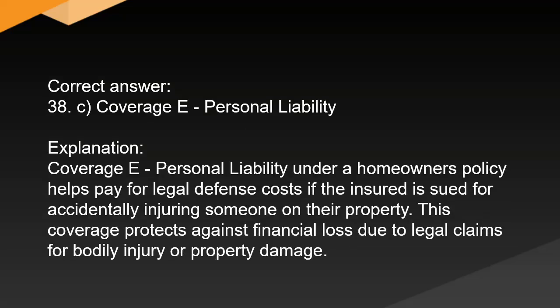Correct answer. C. Coverage E. Personal liability. Explanation. Coverage E. Personal liability under a homeowner's policy helps pay for legal defense costs if the insured is sued for accidentally injuring someone on their property. This coverage protects against financial loss due to legal claims for bodily injury or property damage.